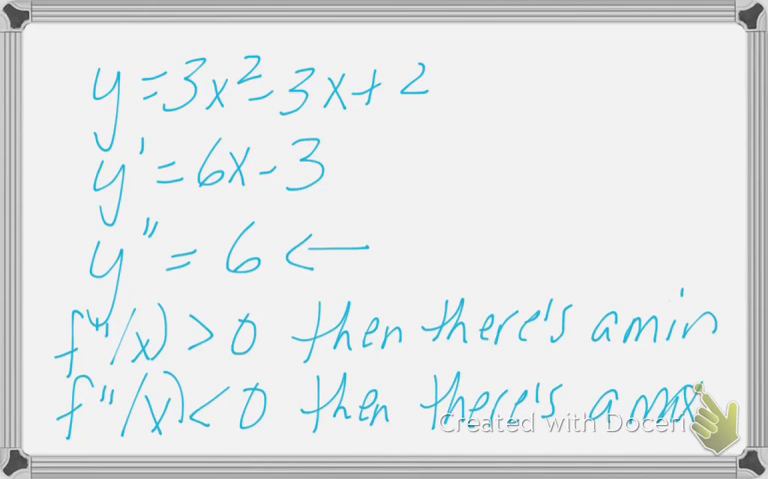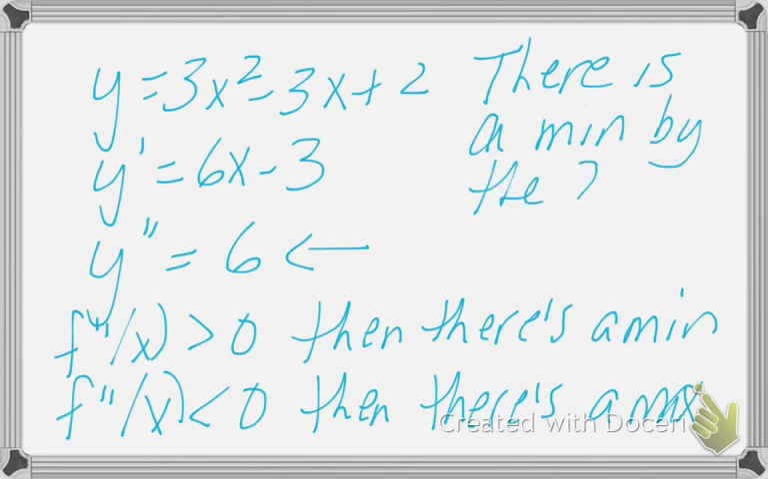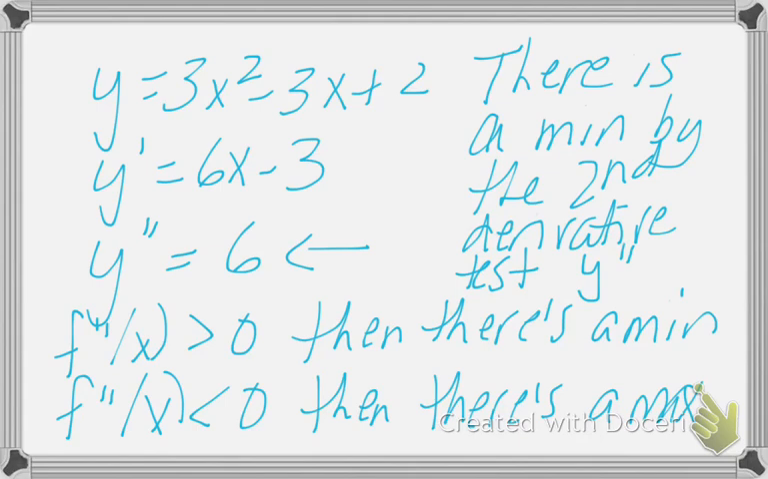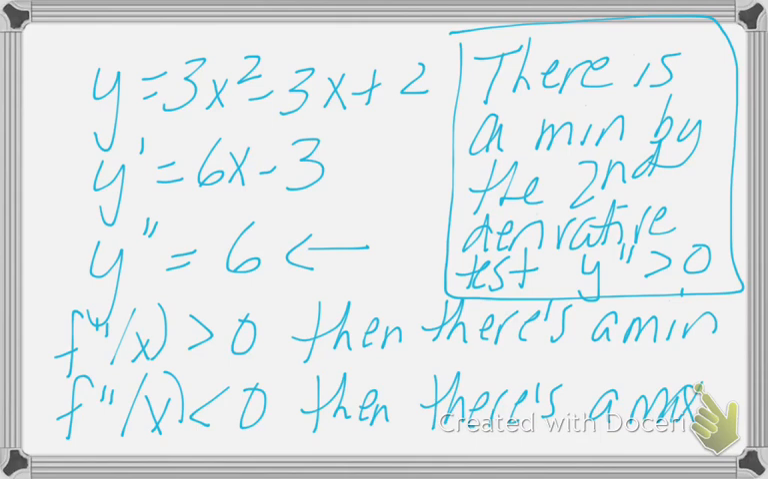So let's say the question asked you, where is the extrema, and make sure you justify your answer. You would write, there is a min by the second derivative test, y double prime is greater than 0. Okay, so this would explain that there is a min. Okay, I'll wait for a minute so you can copy, and then I'll explain why does this even work. Okay, so you should just be copying all this.